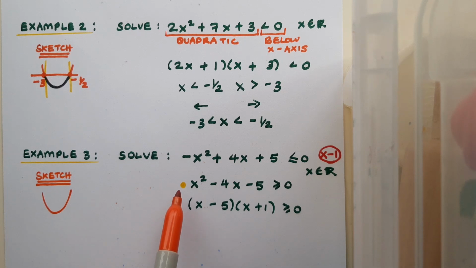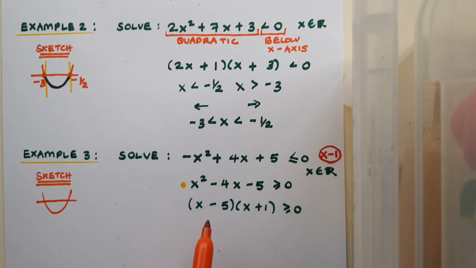So I've chosen to go with the positive x squared quadratic, so it'll be a U-shaped curve. Again, resist the temptation to write down x equals 5 and x equals -1. I do not want to use any equal signs because there are no equal signs in this question. Instead, I'll mark my roots into my sketch. My roots in this case are -1 and 5.